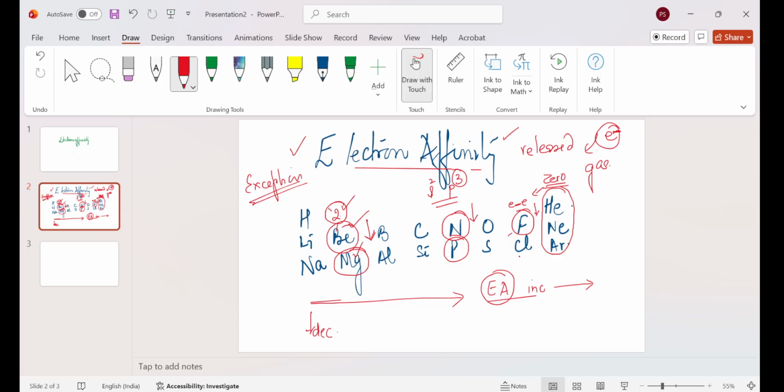Is this clear? When we move top to bottom, the electron affinity should decrease. But here, in the case of chlorine, imagine there is a big bag. So an electron can easily enter. Therefore, chlorine has a high electron affinity. Isn't it interesting? So electron affinity has exceptions and this is very, very important. In your multiple choice questions, fill in the blanks or 1 mark reasoning, these questions are asked.